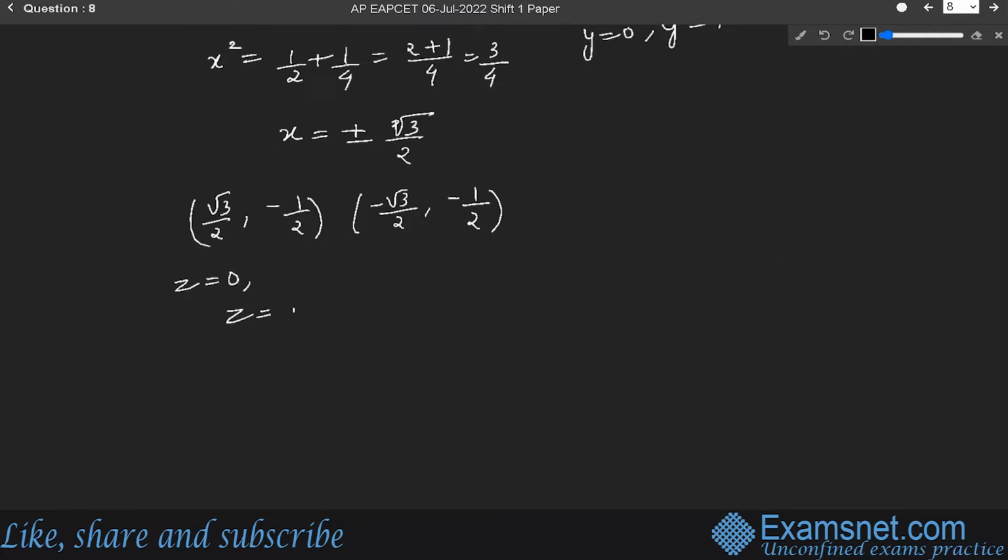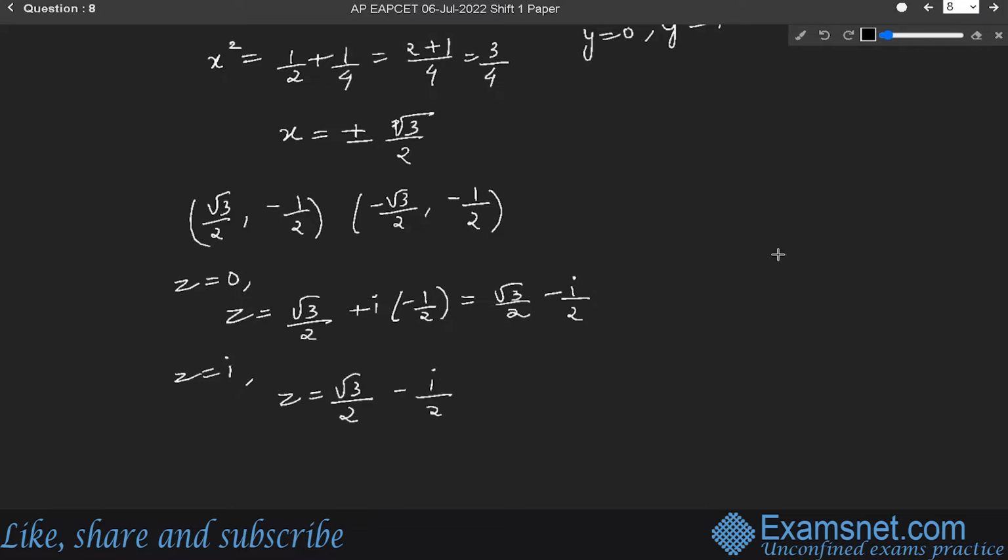We also know that from the complex number, z will be equal to root 3 by 2 plus i into minus 1 by 2, which gives root 3 by 2 minus i by 2. If z is equal to i, then z will be equal to root 3 by 2 minus i by 2. Therefore, we can say that in total there are 4 values. So the number of complex numbers z which satisfy the given expression is 4.